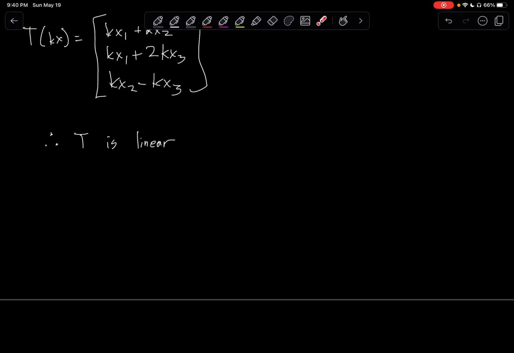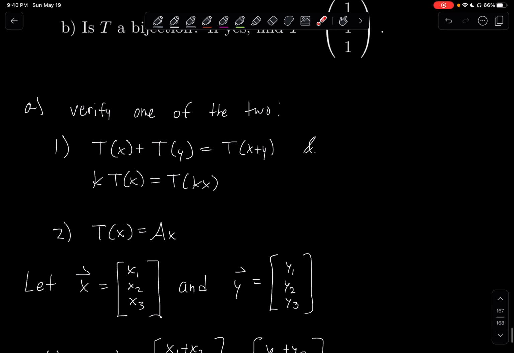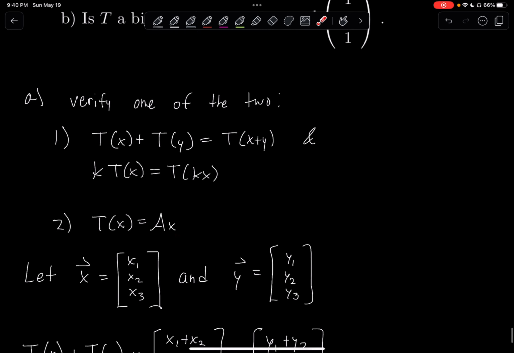Now, I was mentioning earlier that there is an easier way to go about this, and an arguably more beneficial way, because it'll help with B, which we'll go over in the next video. So if I can find some matrix A times x to be equal to T of x, then I actually prove in that step that T is linear, right?